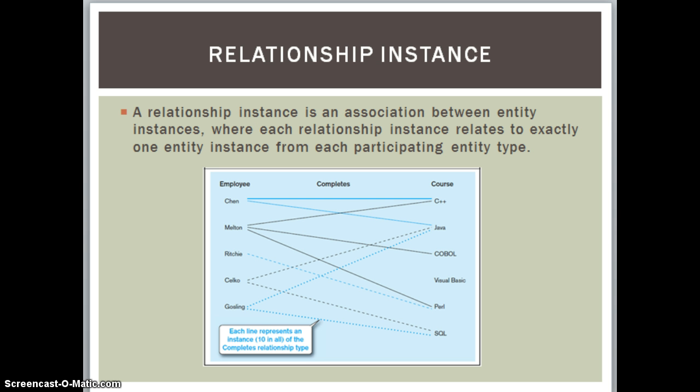A relationship instance is an association between entity instances where each relationship instance associates with one entity instance from each participating entity type. In the example, we can see the line drawn from one employee to a course. This signifies one relationship instance. So the employee Chen has an entity relationship instance with the course C++.